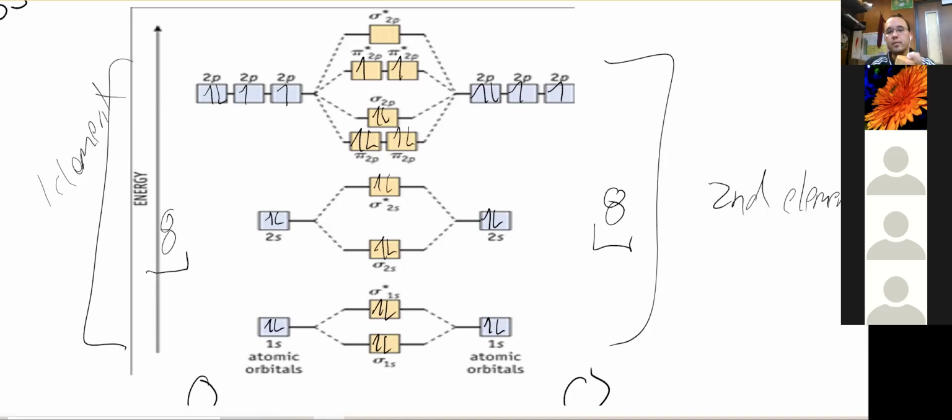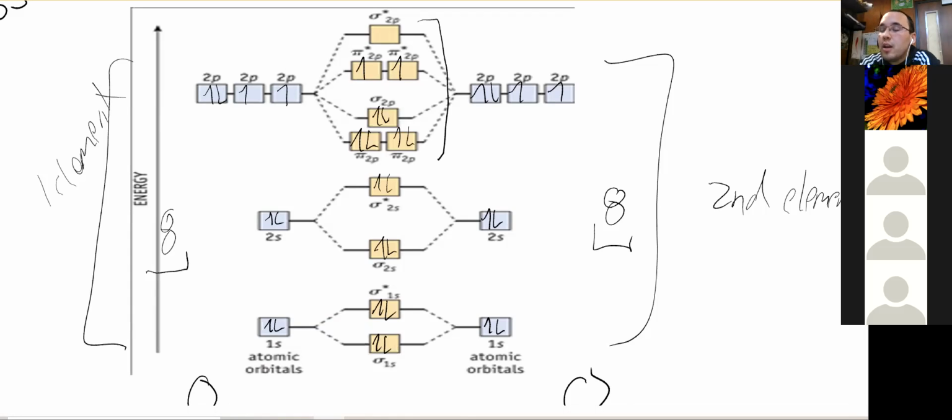So Professor Lau, I was also asking about special exceptions. I remember doing MOTs where sometimes the pi 2p would go below the sigma anti-bonding. So there are some exceptions. The placement of these depends on your electronegativities, right? And so we're not going to worry about that for this class.